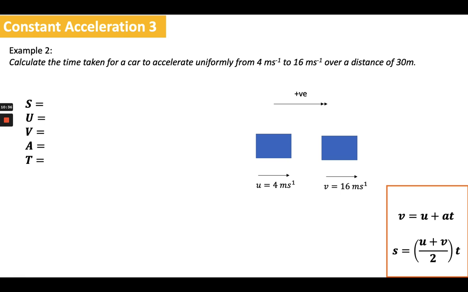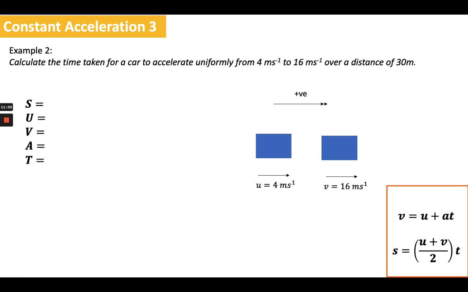Now clearly I can see straight away, I can deduce some things, not even calculating anything. I've got a positive initial velocity of 4, and then a positive final velocity of 16 meters per second. So it must be accelerating. And the acceleration must be in the same direction as the motion, because the magnitude of my velocity is increasing. So that makes sense to me. This is an accelerating vehicle. I'm told that in the question, but clearly that makes sense with my diagram as well.